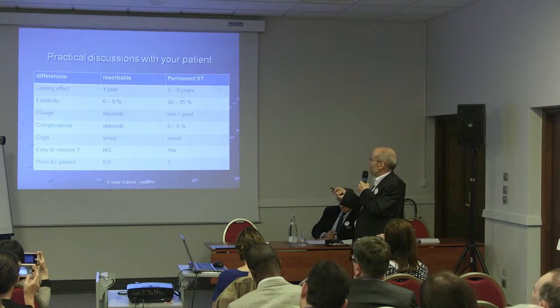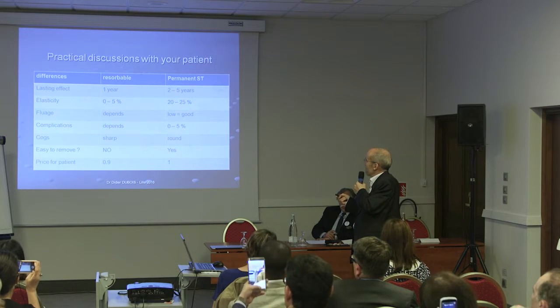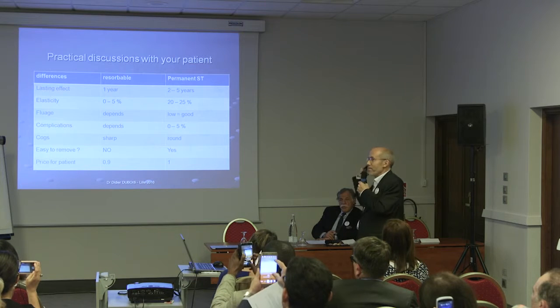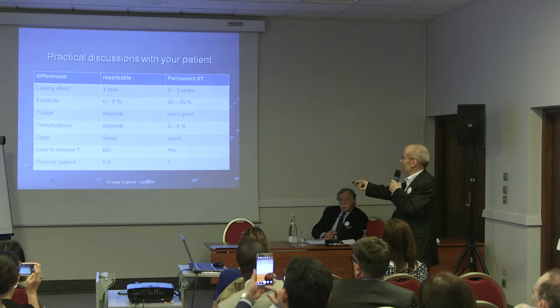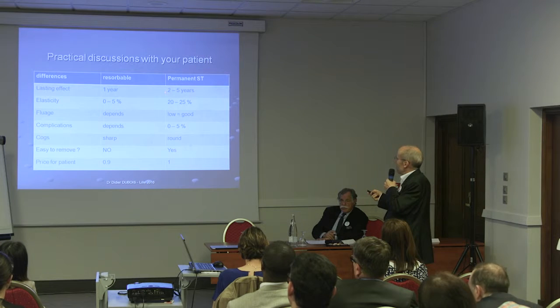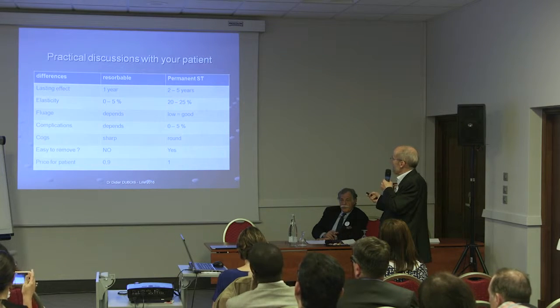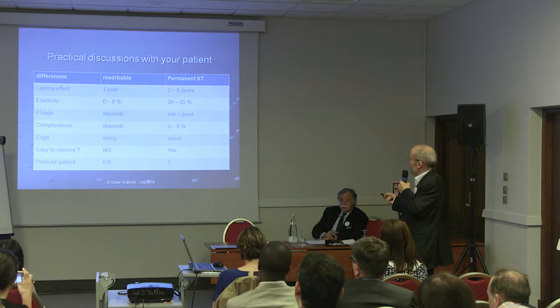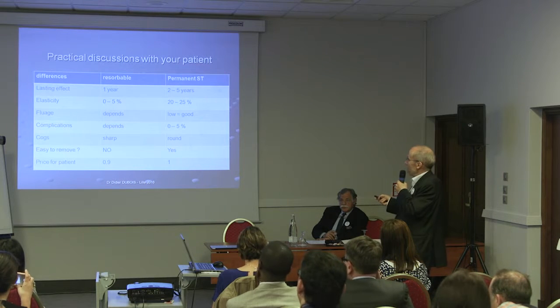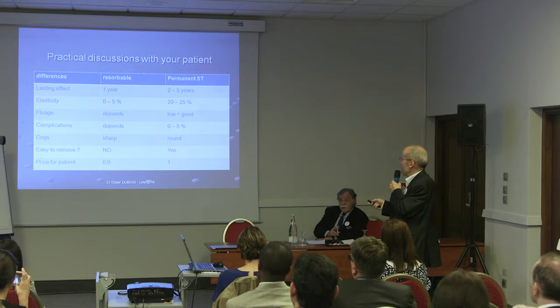So what are the differences between absorbable or permanent? Differences you can explain to your patient. Lasting effect is maximum with resorbable, maximum 1 year. Big maximum. But as we've seen, it's between 3 months and 1 year. And permanent are 2 up to 5 years. Elasticity: spring thread, for instance, is set at 25. I measured 20. Elasticity with resorbable is between 0 and 5. PDO are very, very low. They have low elasticity.